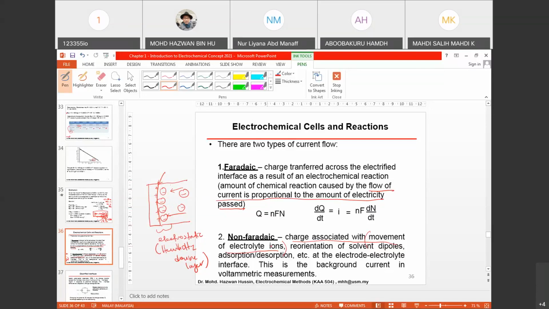So this will be related to the non-Faraday current. So is it clear? Is it okay to everyone? Yes, Doctor.